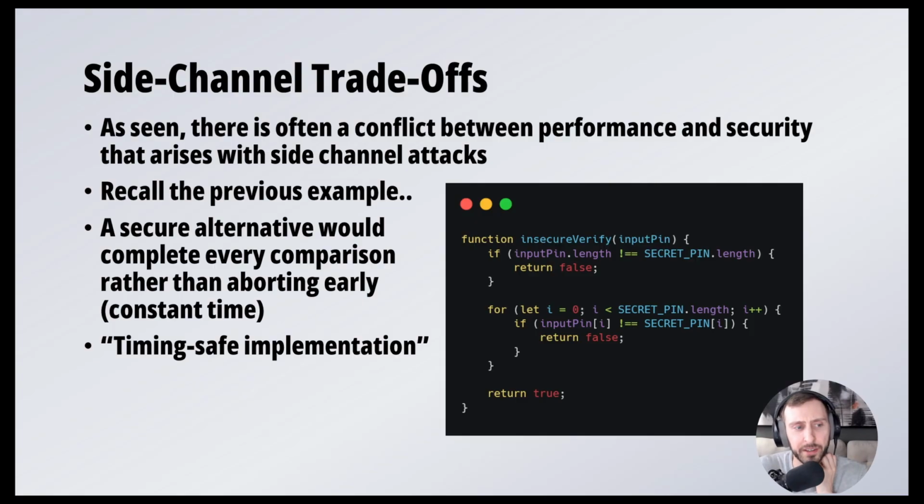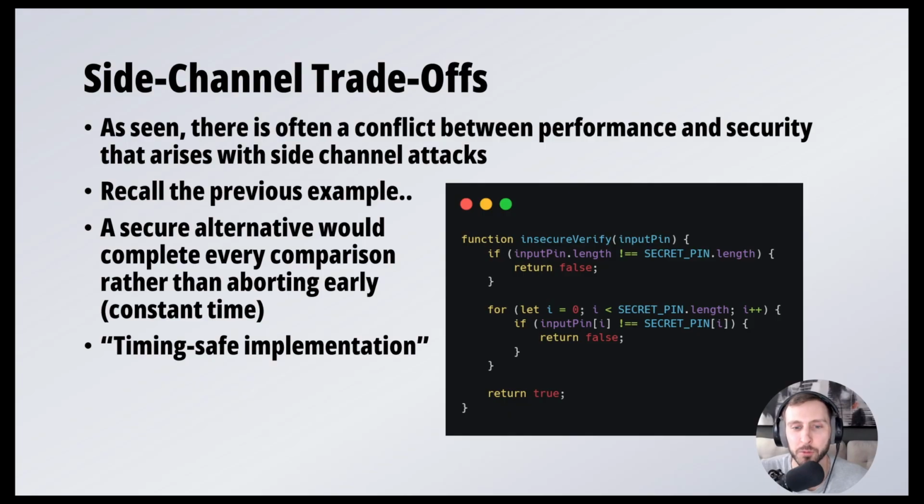And so we can implement a secure alternative to this, but one way of doing that requires going through the full comparison rather than aborting early so that we can achieve a constant time in the amount of computation. And that would be a timing safe implementation, but we're also losing a little bit of performance. And you'll see these types of trade-offs come into play a lot with side channel attacks.